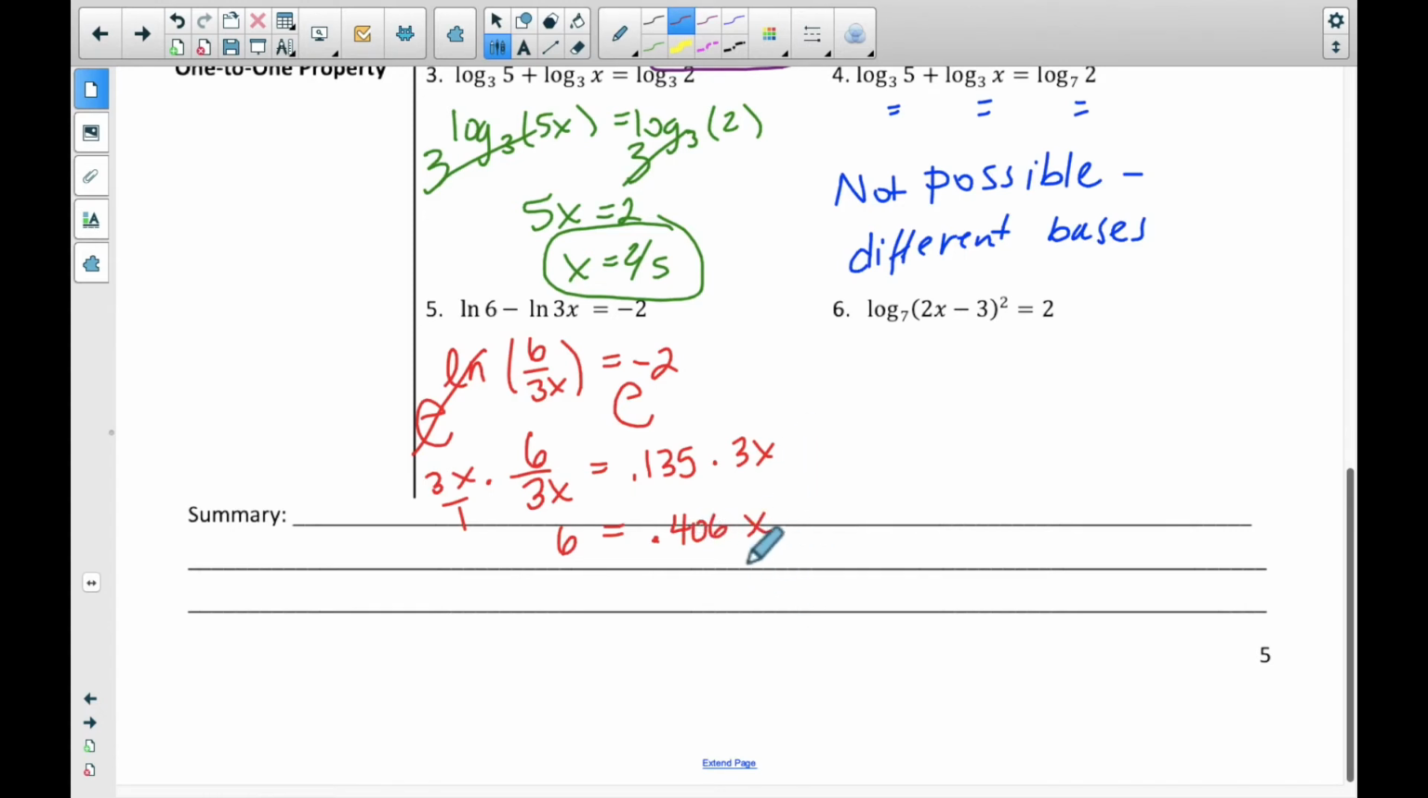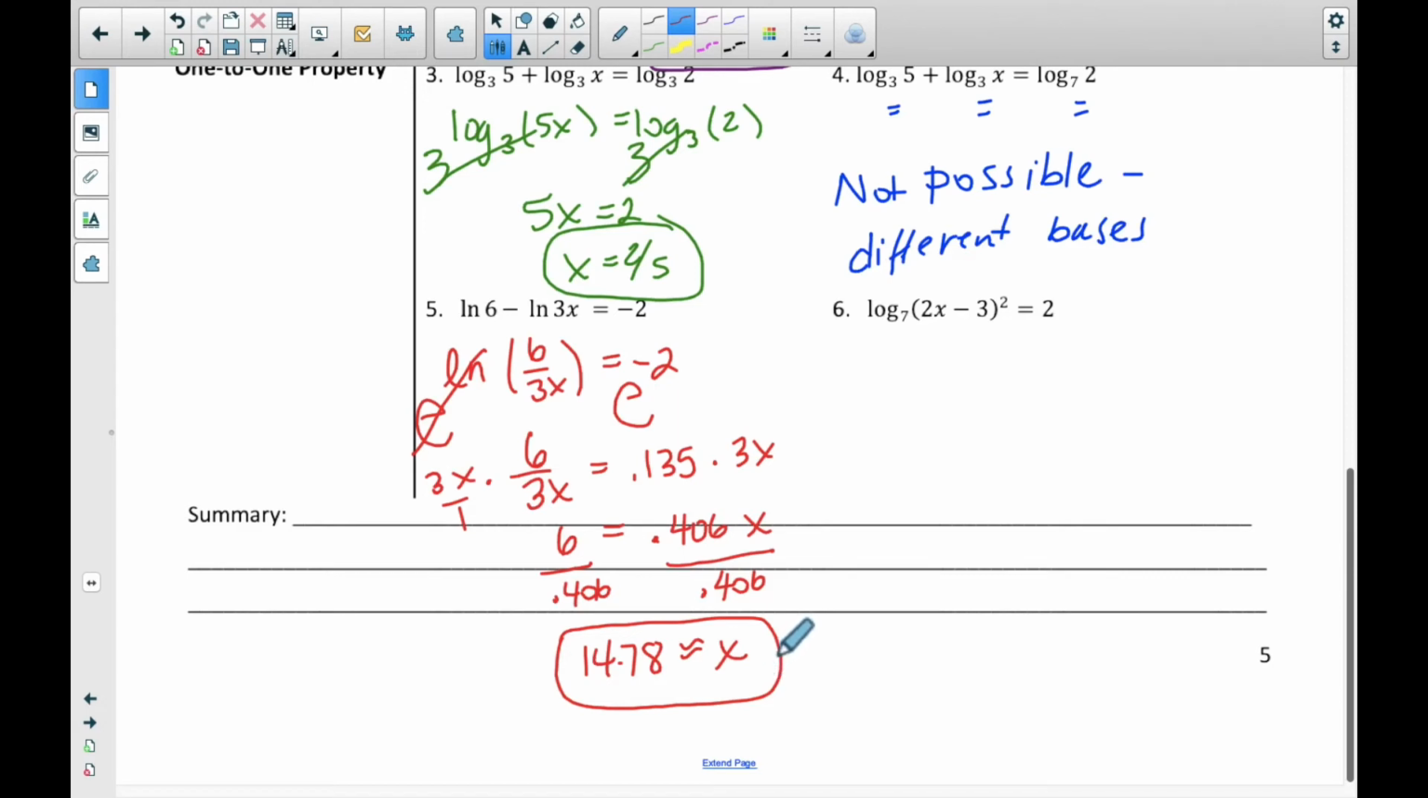And that's where my x is. Now I have to divide by 0.406. When I do that, I get about 14.78 is approximately equal to x. There are shortcuts, other ways to solve for this x, but I want to stick with what we know mathematically works. So I'm not going to take any shortcuts. I want to show you exactly how that works.